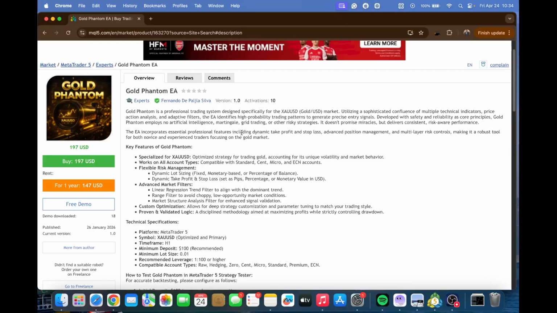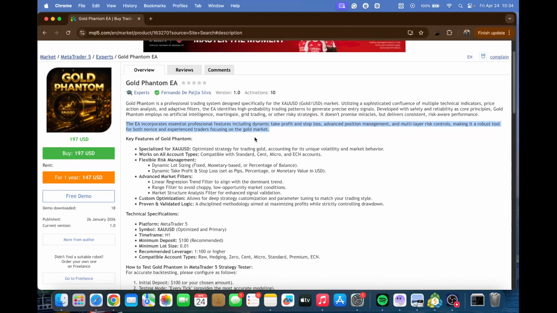Entries are precise, according to what he says. Entries always have a stop loss, and he uses dynamic take profit and stop loss. They emphasize that it's built with safety and reliability in mind. It works on all account types and doesn't promise miracles, just consistent, risk-aware performance on the 1 hour time frame. It is actually designed for the 1 hour time frame. Yeah, and it works on all account types.